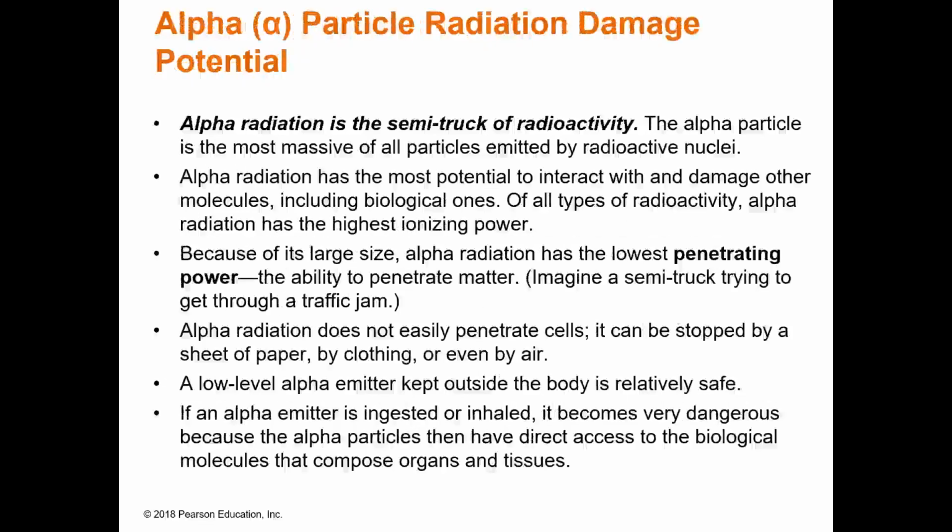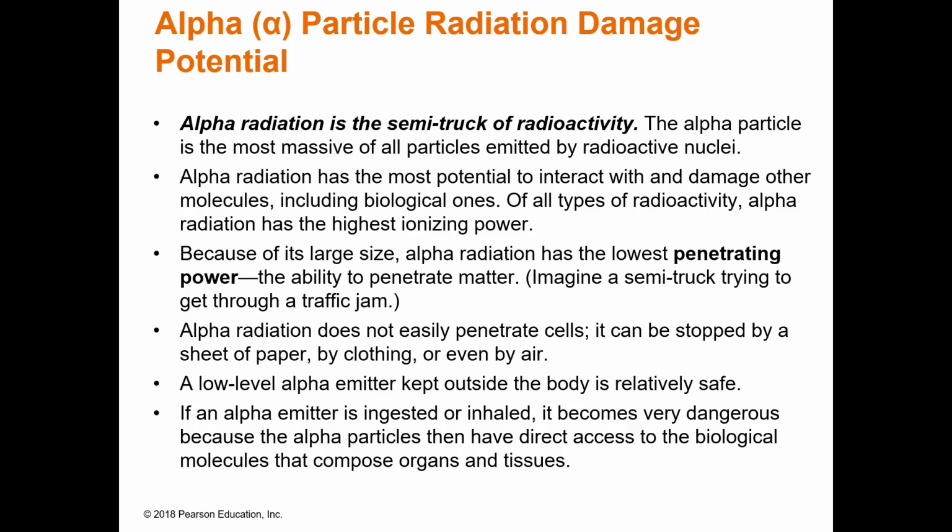Let's talk more specifically about alpha particles and how they affect the body. Imagine an alpha particle as the semi-truck of radiation. It's huge compared to other particles. Because it's so big, it crashes into things very easily, and that means it can do a lot of damage to molecules it hits. That's called high ionizing power. But here's the catch. Because it's so big, it also gets stopped really easily.